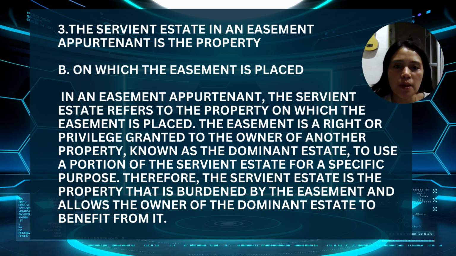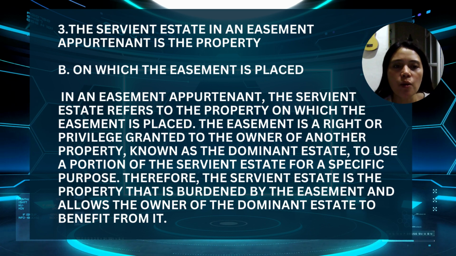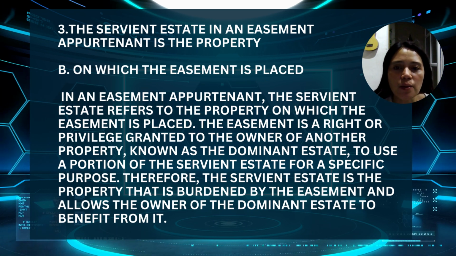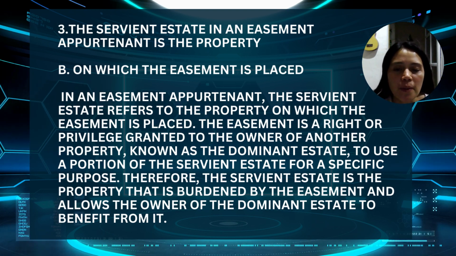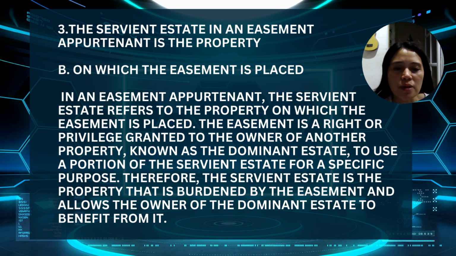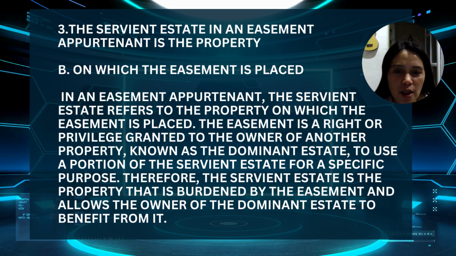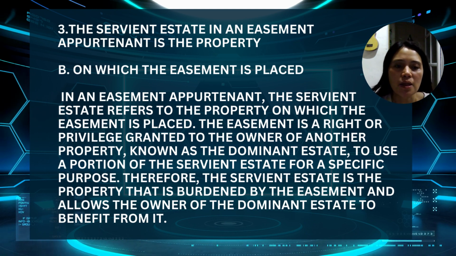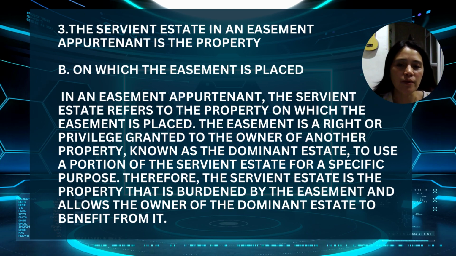In an easement appurtenant, the servient estate refers to the property on which the easement is placed. The easement is a right or privilege granted to the owner of another property, known as the dominant estate, to use a portion of the servient estate for a specific purpose. Therefore, the servient estate is the property that is burdened by the easement and allows the owner of the dominant estate to benefit from it.